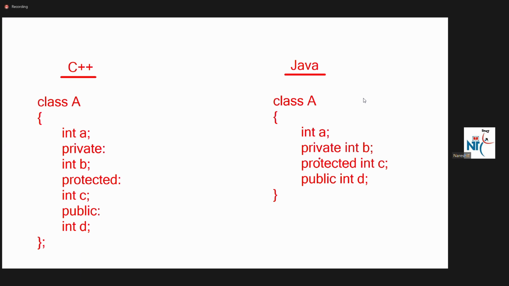But in Java, if you don't write any access modifier, that is also one type of access modifier. If you don't write anything, that is also one type. That is not private, not protected, not public. But which type? The type name is not there. Without writing an access modifier, it is also one type of access modifier. Now, suppose I ask a question in C++, which access modifier is default?